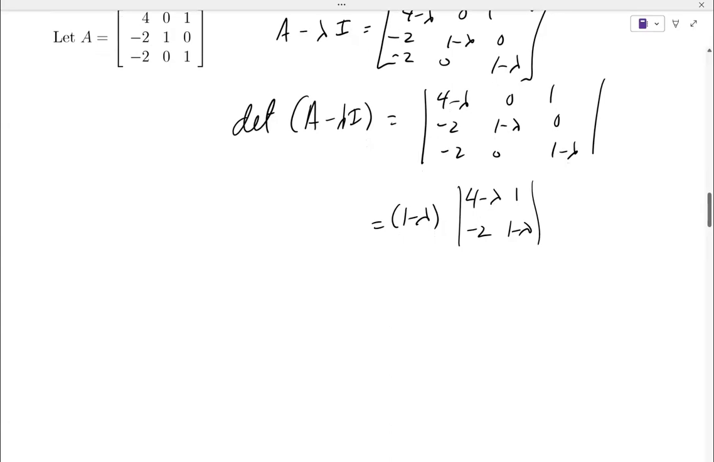So far, so good. Now we've got a 2 by 2. We would have 4 minus lambda times 1 minus lambda. Oops, forgot my 1 minus lambda out in front. 1 minus lambda times 4 minus lambda times 1 minus lambda. Minus a minus makes a plus 2 for that determinant.